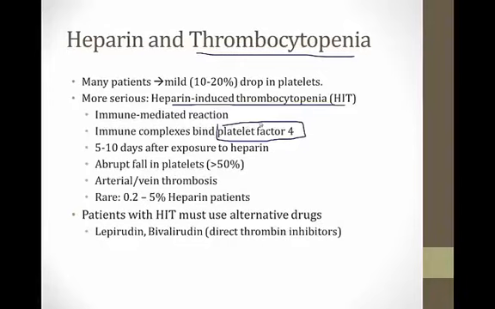About 5 to 10 days after exposure to heparin, there'll be an abrupt fall in platelets, more than 50%. So that patient with a normal platelet count of 200,000 will see their platelets drop to 90,000 or 80,000. Now, when platelet counts are dropping, you would think it's hard to form thrombus, but in these patients, they have both arterial and venous thrombosis because of the immune reaction. So they can develop blue fingertips from blood clots traveling distally in their arms, and they can develop blood clots in the deep veins of their legs as well.